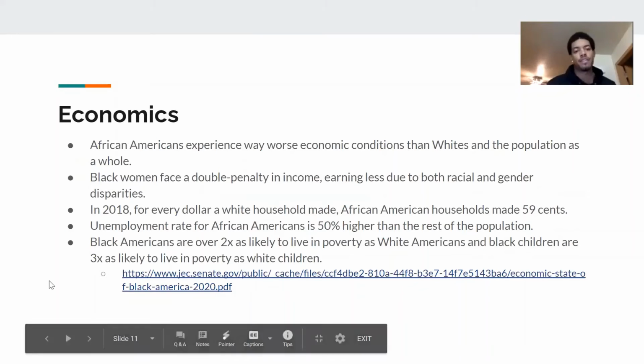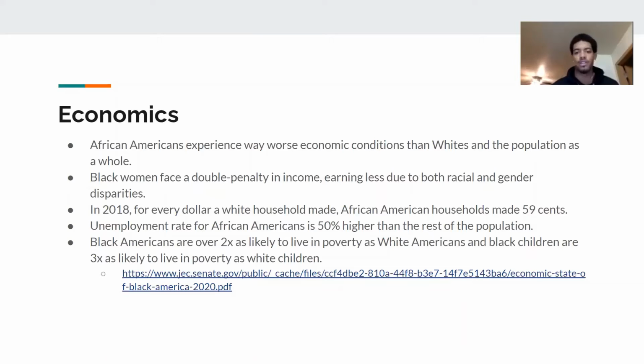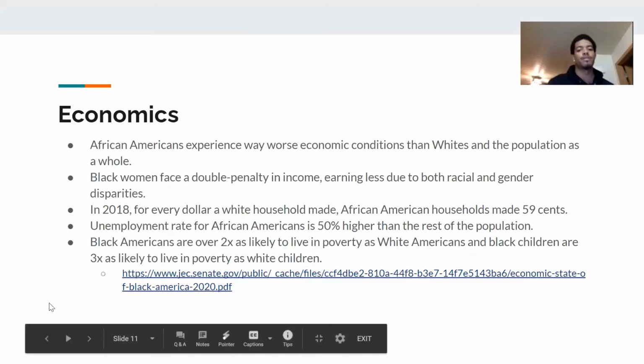For economics, African Americans experience way worse economic conditions compared to white people in the population as a whole. Black women face a double penalty in income, earning less due to both their gender and their racial disparities. In 2018, for every dollar that a white household made, African American households made 59 cents. Unemployment rates for African Americans are 50% higher than the rest of the population. Black Americans are also 2 times more likely to live in poverty as white Americans, and Black children are 3 times more likely to live in poverty as compared to white children.